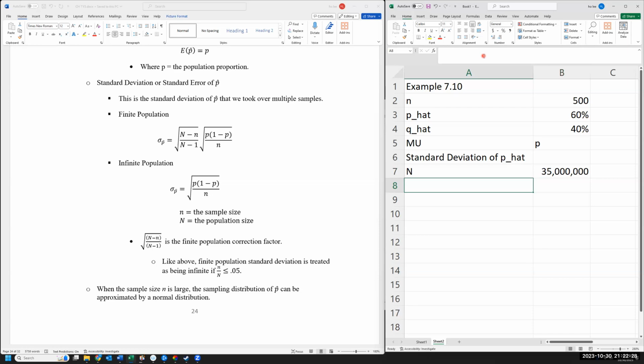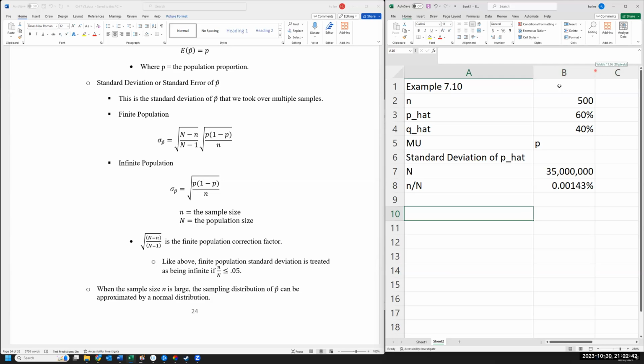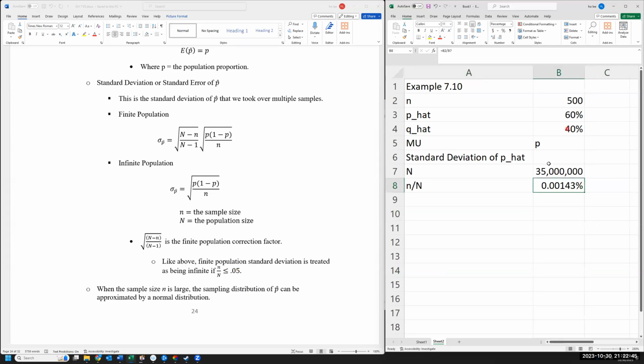So little n divided by big N is equal to 500 divided by 350 million. Yeah, that's less than 5%. So we could safely drop the finite population correction term, and then we could calculate the standard error or the standard deviation of p hat as equal to the square root of p times q divided by n.